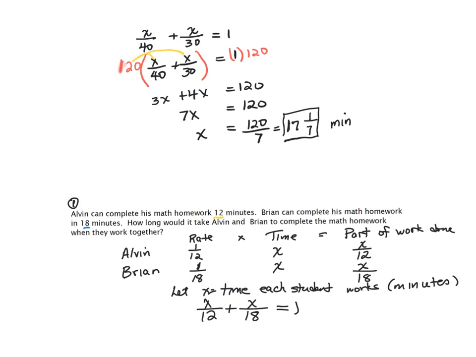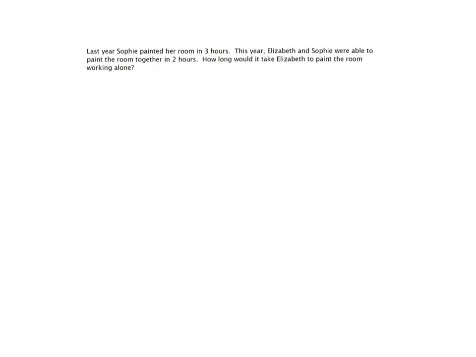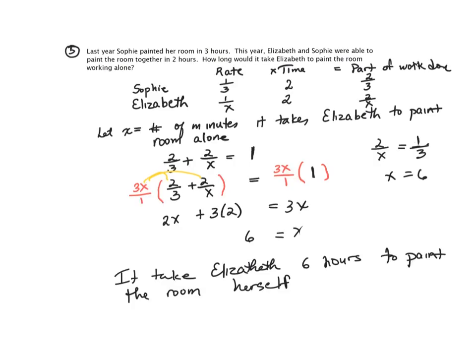Let's take a look at another one. This is number 5 on your worksheet. Last year, Sophie painted her room in 3 hours. This year, Elizabeth and Sophie were able to paint the room together in 2 hours. How long would it take Elizabeth to paint the room working alone? So it's a good idea to organize the information in a chart to see what is missing and what X should represent. So we have the rate times time equals part of the work done.